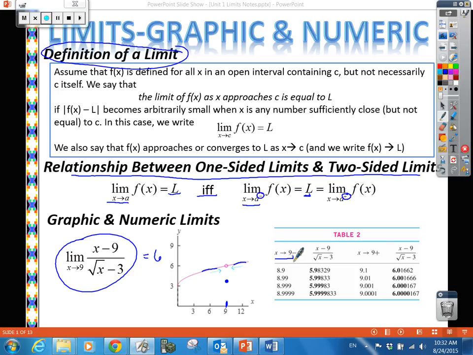As we approach 9 from the left, 8.9, 8.99, so getting closer and closer to 9 from the left, notice that my y values are getting closer and closer to 6. Okay? And then we look over here and we approach 9 from the right. Again, we're looking for a pattern. So 9.1, 9.01, getting closer and closer to 9 from the right. Notice that my y values are getting closer and closer to 6. So with this numeric information, I could also say that the limit equals 6. So those are the two things we're going to be looking at today, graphic and numeric.